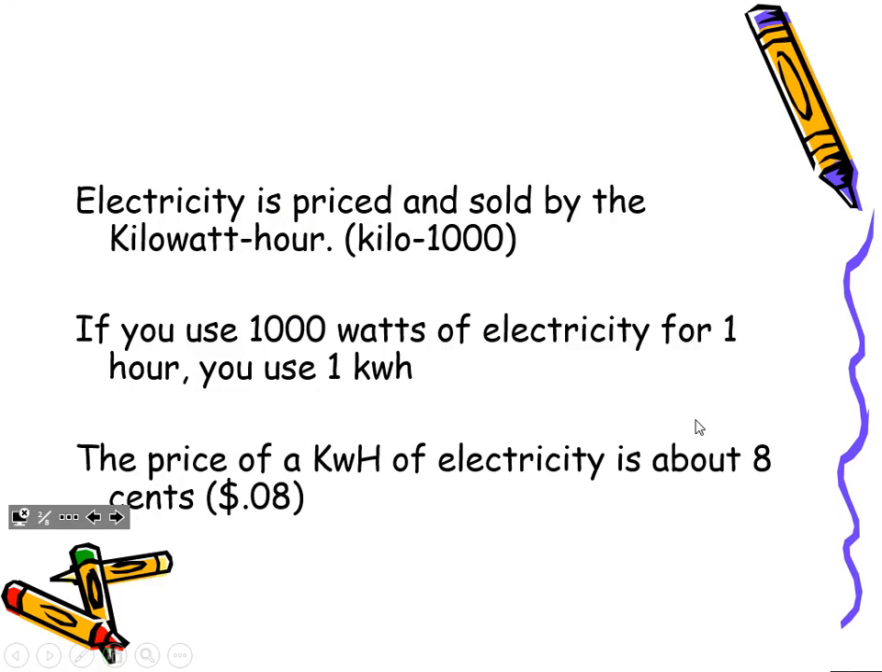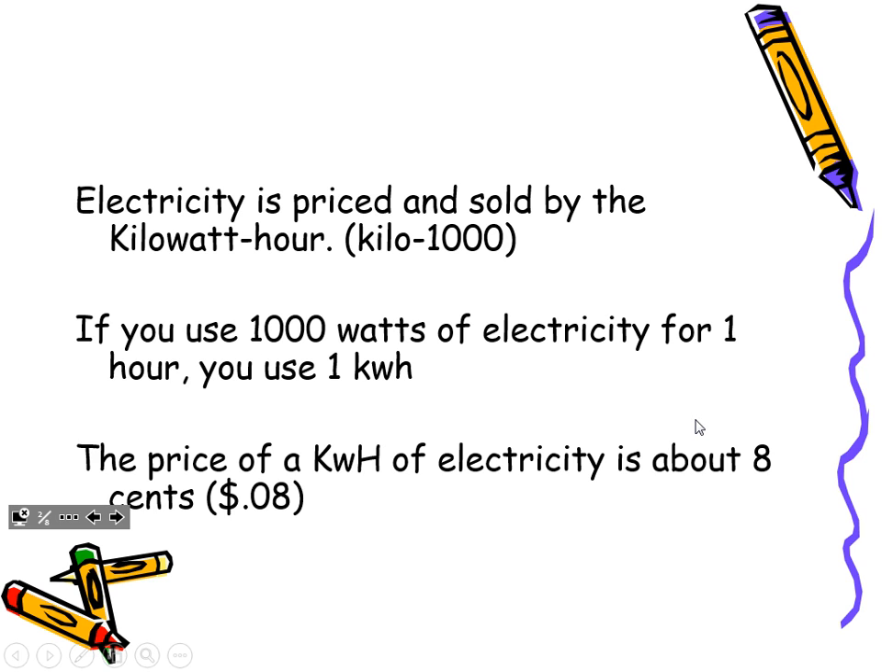Electricity is priced and sold by the kilowatt hour. So every hour you use 1,000 watts, that's 1 kilowatt. So 1,000 watts times the number of hours used is 1 kilowatt hour. So if you use 1,000 watts of electricity for 1 hour, you use 1 kilowatt hour. KWH will be the abbreviation for that. The price of a kilowatt hour, we're going to use 8 cents per kilowatt hour for this one.